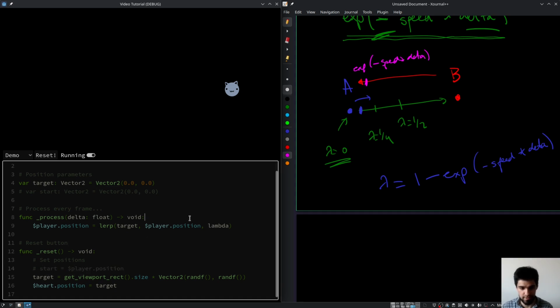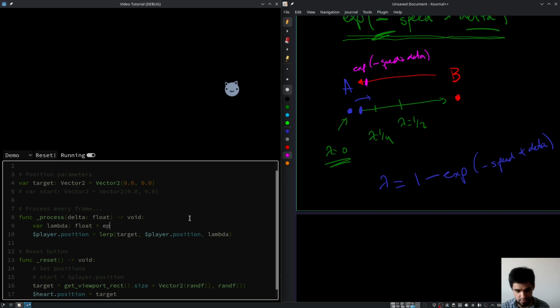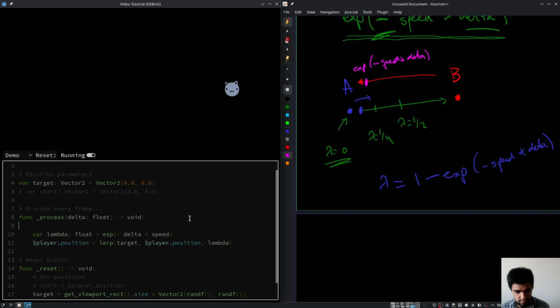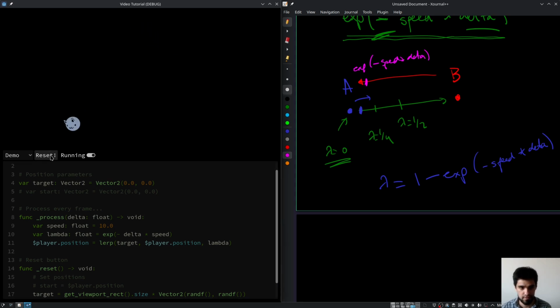And now what is this lambda? It's going to be the exponential of minus delta times the speed. And this speed, let's set it to like 10 for now. So let's see how it goes. It should go very quickly towards the objective, but then slow down as we reach the objective. Yep. So this is really quick, and it slows down as we get close to the objective, which is really nice. So for example, let's see what happens at different speeds.